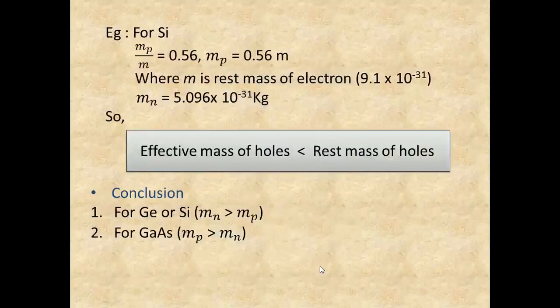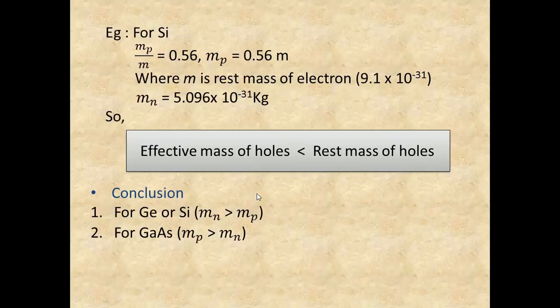Again, let's consider silicon. m_p divided by m is 0.56. If you do cross multiplication with the rest mass of electron, you get 5.09 into 10 to the power minus 31 kg, so it's clearly very less. So the effective mass of hole is less than the rest mass. So we have made two conclusions out of that.